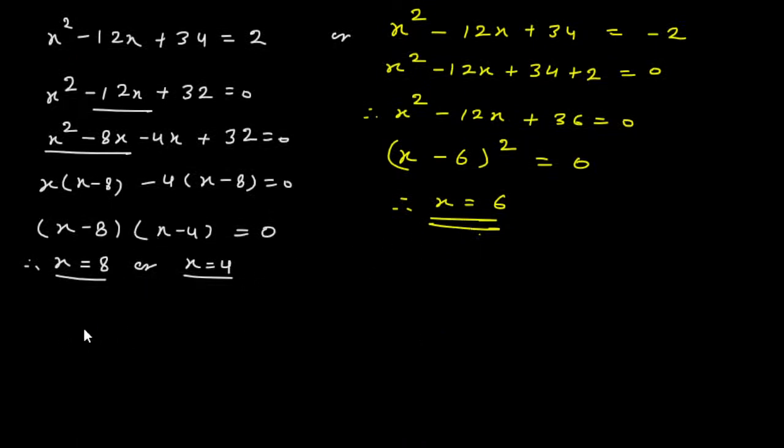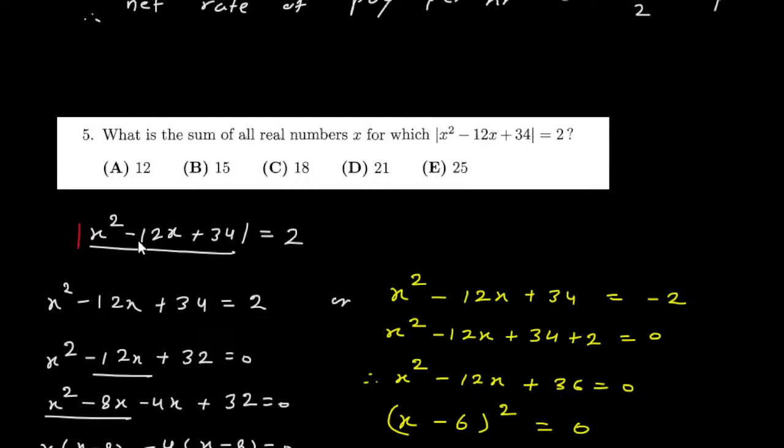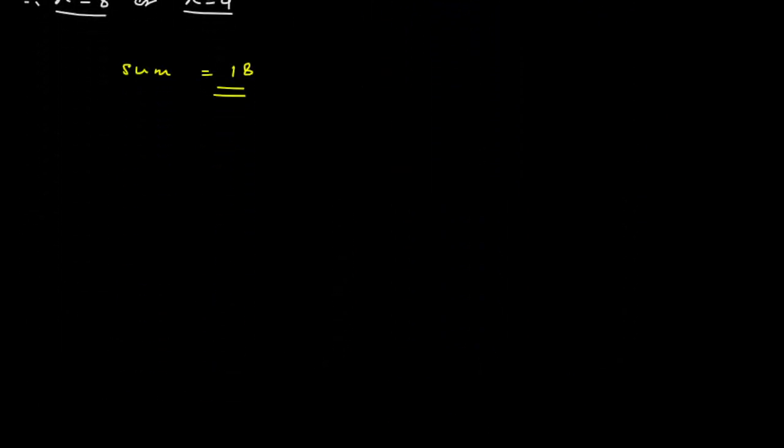So if I add all these values, the sum of values of x will be equal to 18. Okay, so now let us see whether 18 is there. What is the sum of real numbers x for which this is equal to 2? So that value is 18. This is our question number 5.